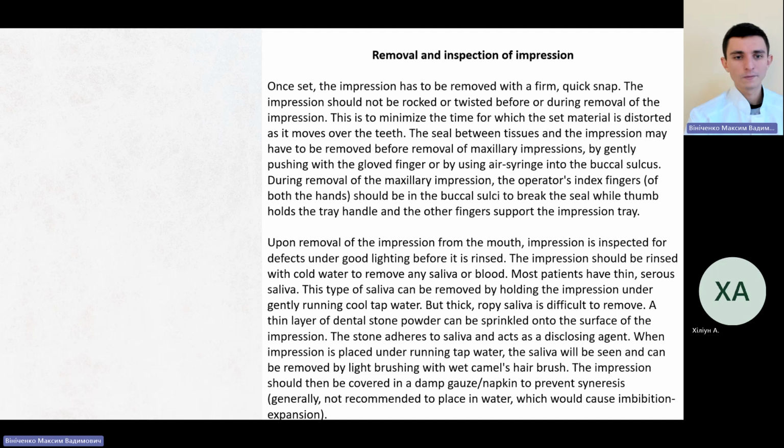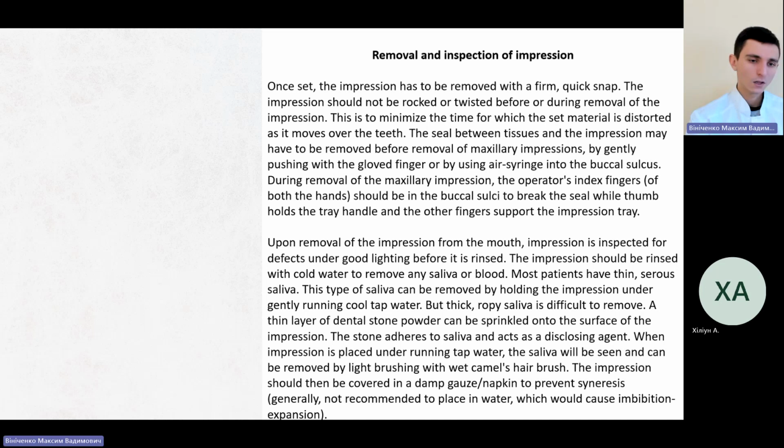The seal between tissues and the impression may have to be broken before removal of maxillary impressions, by gently pushing with the gloved finger or by using a syringe into the buccal sulcus. During removal of the maxillary impression, the operator's index fingers of both hands should be in the buccal sulcus to break the seal, while the thumb holds the tray handle and the other fingers support the impression tray. Upon removal of the impression from the mouth, the impression is inspected for defects under good lighting before it is rinsed.